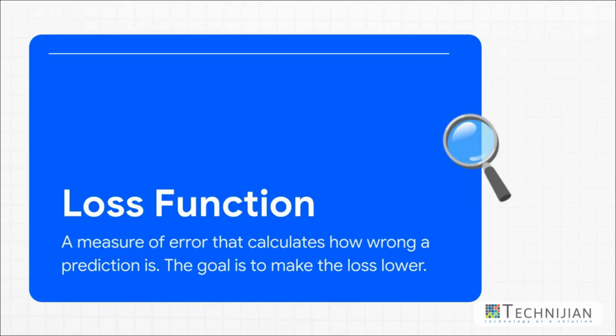Okay, but how does it know how to tune those dials? Well, that's where training comes in. You show the network millions and millions of examples, and for each one, you use something called a loss function to basically tell it, hey, you got this wrong, and here's how wrong you were. This loss is just a single number that measures the error, and the whole game is to get that number as close to zero as you possibly can.